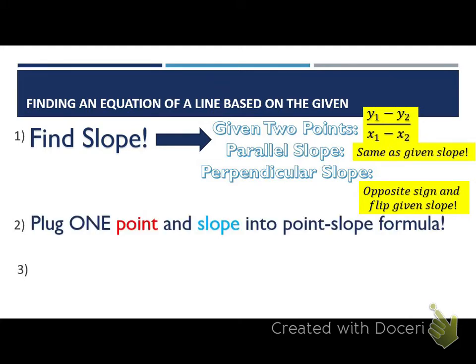Step 2, you're going to plug 1 point and slope into the point slope formula. Point slope formula. This is why you have 2 colors. Go ahead and highlight the word point in one color and the word slope in another color. Because when I show you the formula, you're going to highlight where you would plug in the point and where you're going to plug in the slope. Point and slope.